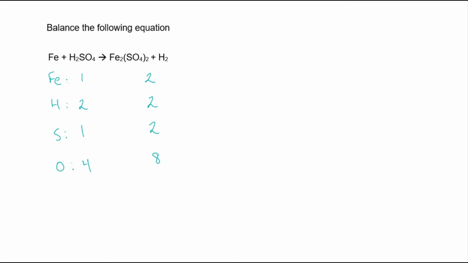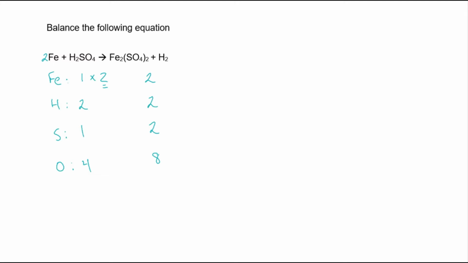As a general rule, hydrogens and oxygens tend to be a little squirrely, so I like to start with other atoms, but you can start wherever you want. To balance my iron atoms, I need to multiply this by 2. In order to do that, I am simply going to put a 2 in front of my iron. That 2 only changes the iron. It doesn't change any other atoms. Irons are balanced.